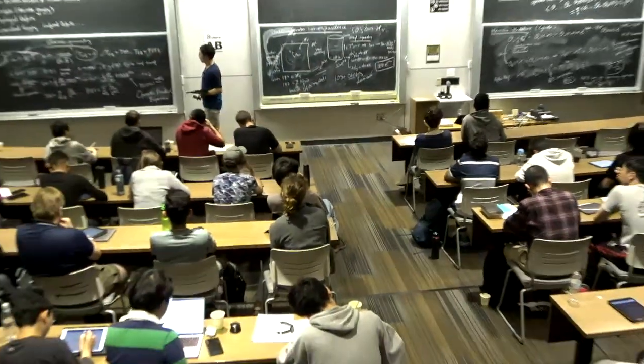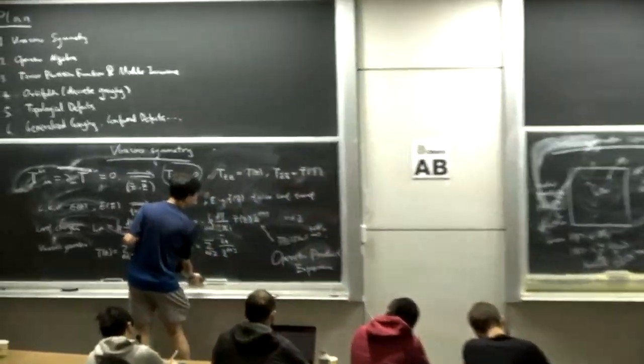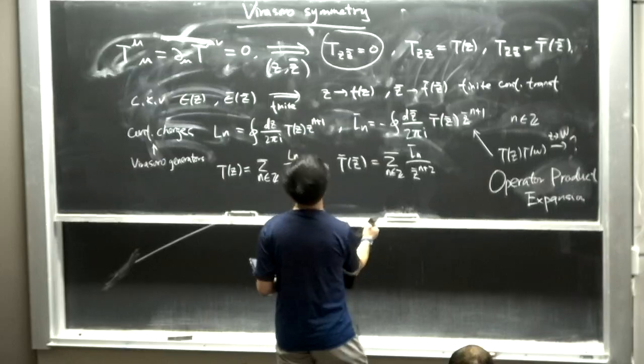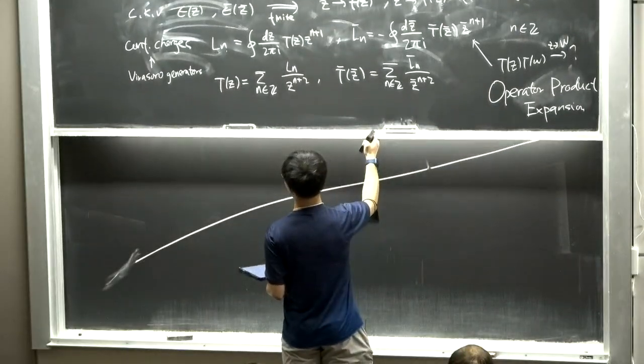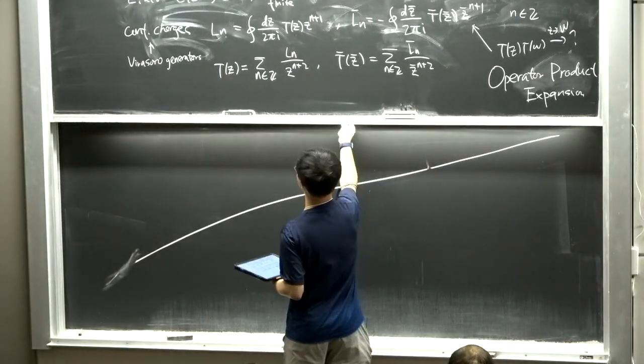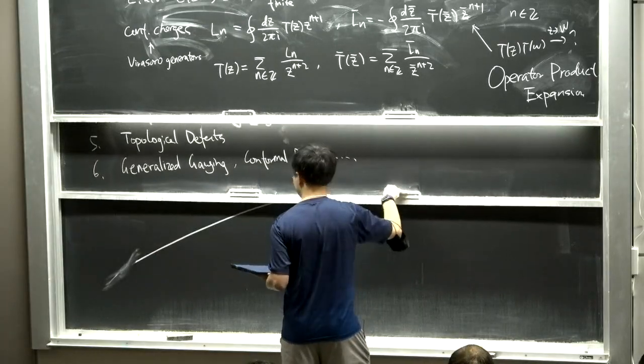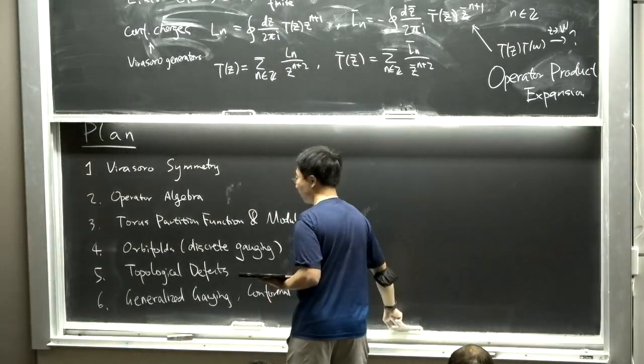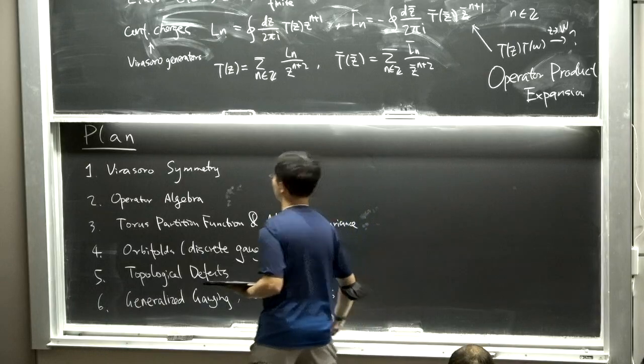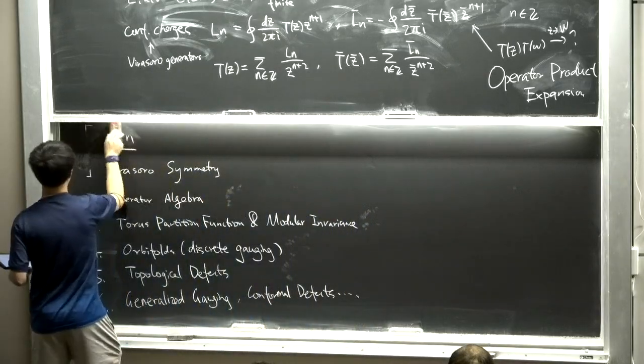All right, so we're now finally coming back to the modes of the stress tensor, and to answer the question about what the Virasoro algebra is, generated by the commutation relations between these modes Ln and Ln bar.